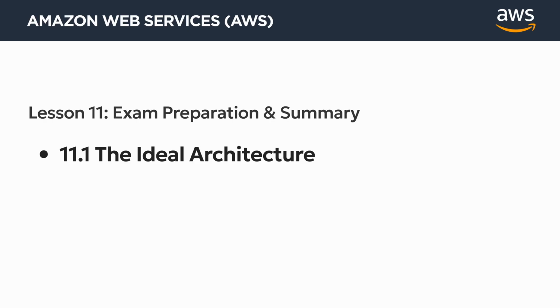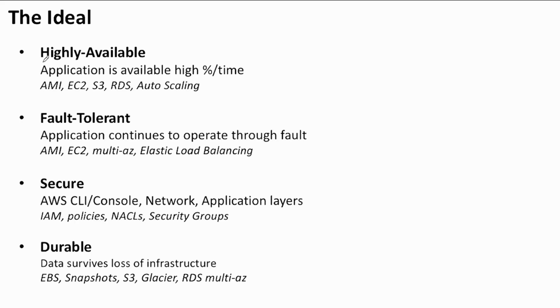Let's talk about the ideal within Amazon Web Services. The ideal infrastructure within Amazon Web Services can be described in a number of ways. One of them being that an ideal application is highly available. Now, that doesn't mean that it's never down. It just means that it's up a great majority of the time.